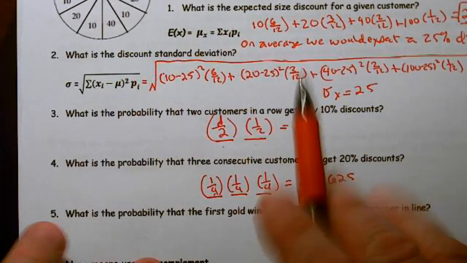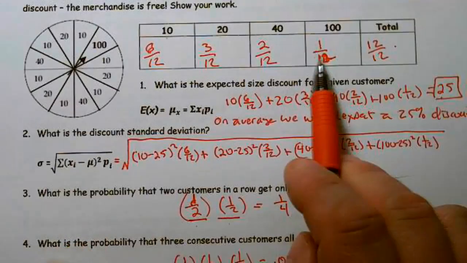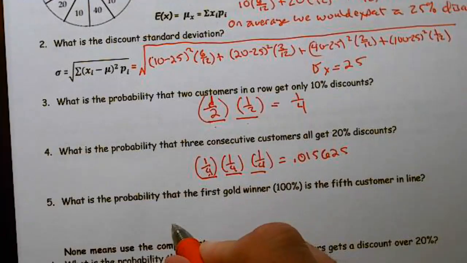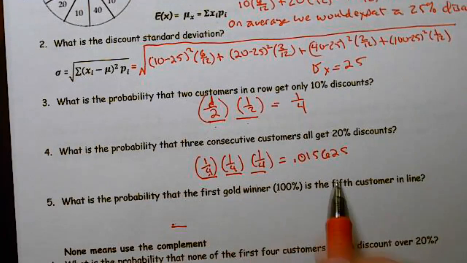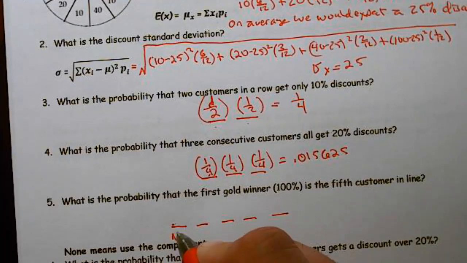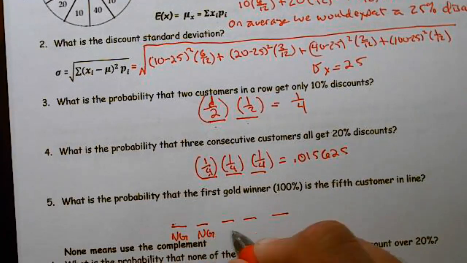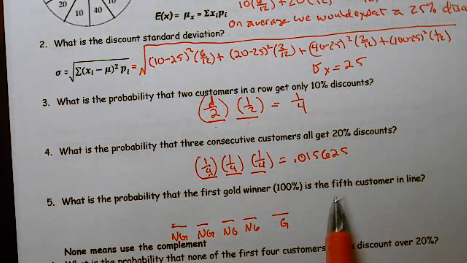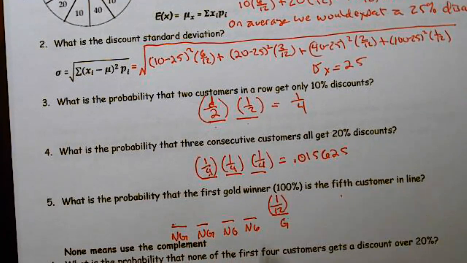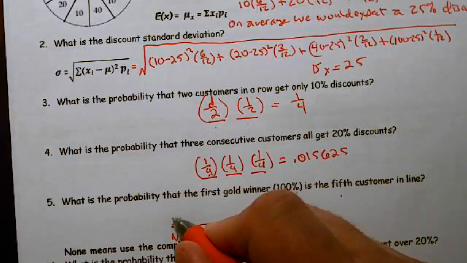What's the probability that the first gold winner is the 5th winner in line? All right, so the first gold winner, well, that means that's 1 out of 12. All right, so how many spaces? Well, that's 5. So 1, 2, 3, 4, 5. And essentially, this is not gold, not gold, not gold, not gold, and this is a gold. Well, the probability of gold is 1 out of 12. Well, not gold is going to be 1 minus 1 out of 12.